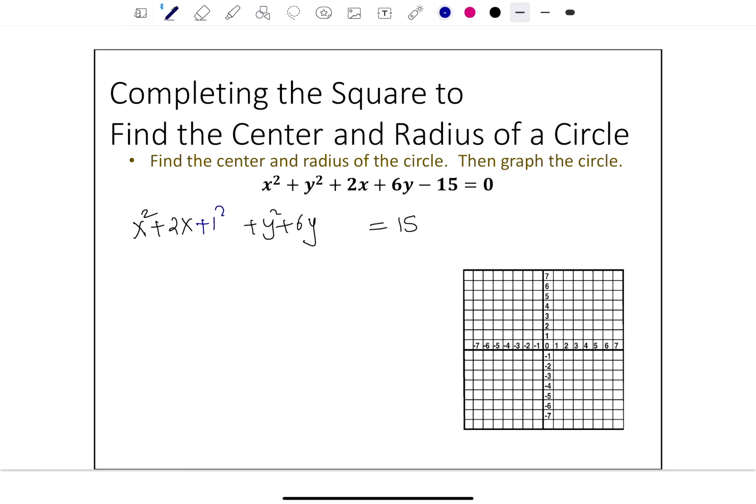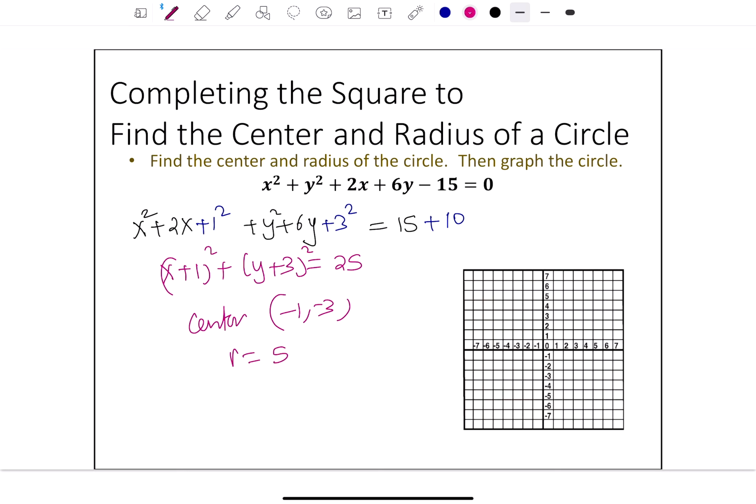Now add 1 squared here, 3 squared here. So I'm technically adding a 10 because 3 squared is 9 and 9 plus 1 is 10. So I have to add 10 to the other side. It's an equation. I've got to keep it balanced. So x plus 1 squared plus y plus 3 squared equals 25. That tells me the center is -1, -3, and the radius is 5. So let's go ahead and graph it, plot it.